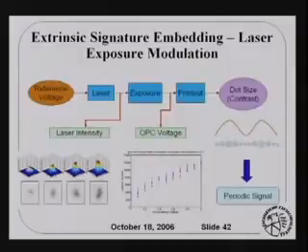One of the ways to do this extrinsic signature embedding is laser exposure modulation. What we do here is control the intensity of the laser in a sinusoidal fashion, which effectively leads to different dot sizes. Say we vary the intensity of the laser beam in a sinusoidal manner, we will have the dot sizes varying in a sinusoidal manner, as we are seeing here. And we can pick up these periodic signals to find out what kind of modulated signal is on the laser beam, which will tell us which printer has printed that image.